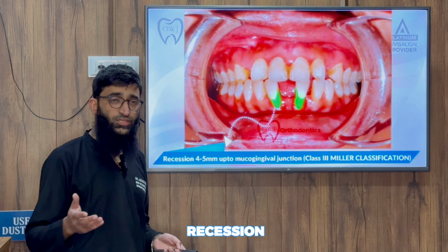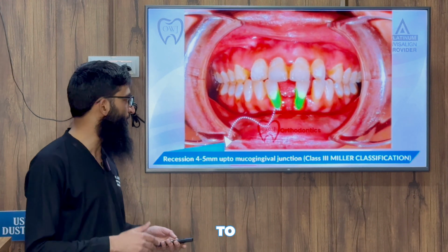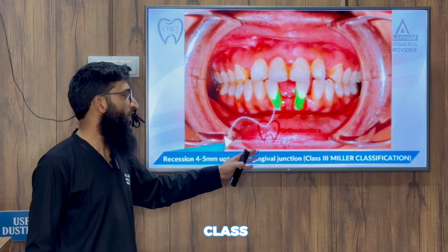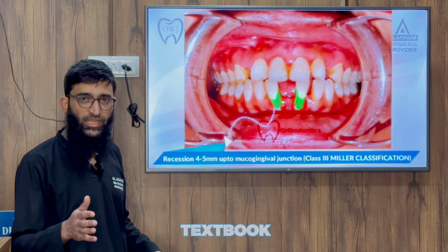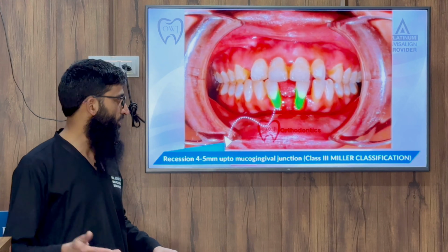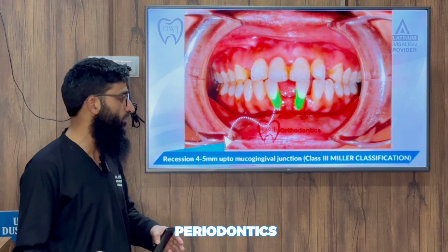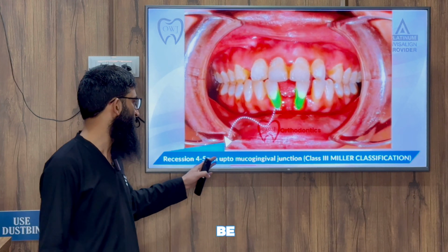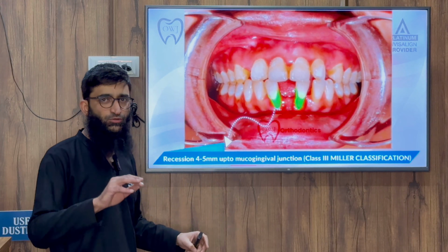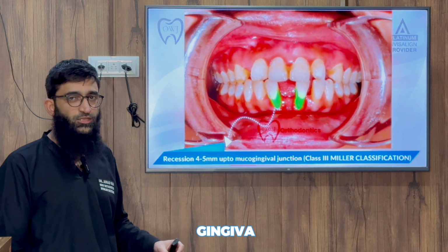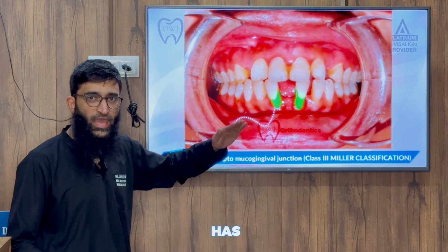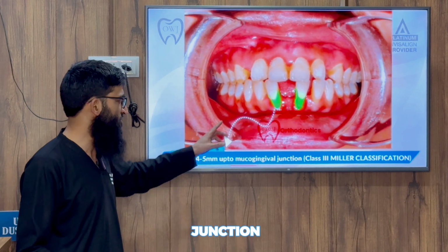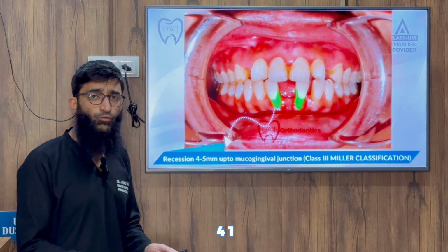And there is a recession of 4 to 5 mm up to the mucogingival junction. The recession is 4 to 5 mm, as per Miller class 3 classification. This is from the classical textbook of Carranza, which is the main book of periodontics or periodontology. According to the Miller classification, this comes out to be 4 to 5 mm up to the mucogingival junction. We don't have the free gingiva, we don't have the attached gingiva. The whole apparatus has gone down, and it has come 4 to 5 mm to the mucogingival junction. It's like class 3-1 and 4-1.